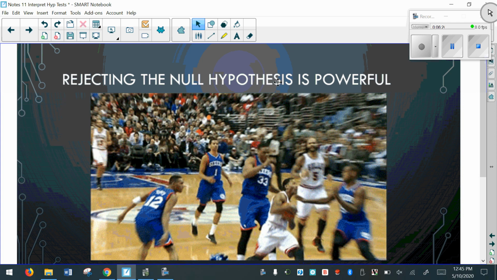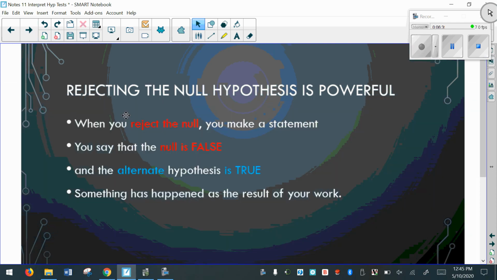So rejecting the null hypothesis is powerful. So if I told you that your intro to pre-calc teachers were going to dunk on you in a basketball game, rejecting that would be pretty powerful. When you reject the null, you make a statement. You say that the null is false and the alternate is true. So I guess you're saying that your intro to pre-calc teachers are not dunking on you.